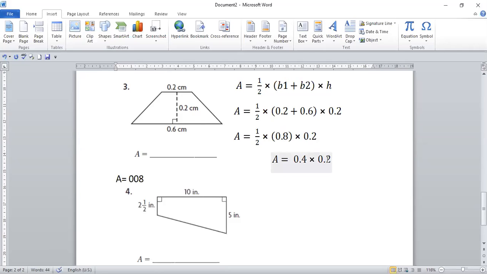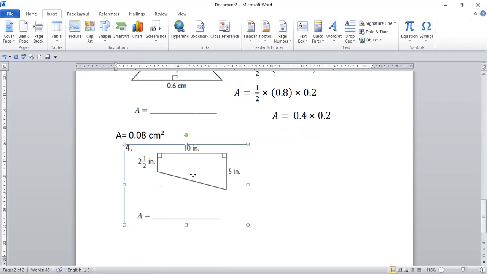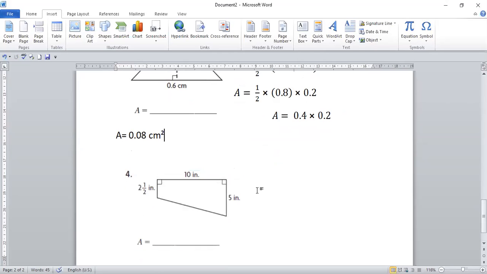Now from 0.2 to 0.4, if you have arranged it, you will know from one decimal point to the other how many decimal places you need to move. You will have to move 2. So the same here, it's 1, 2. So you place the decimal point here, and then don't forget to write the unit. So that's going to be 0.08 square centimeter.